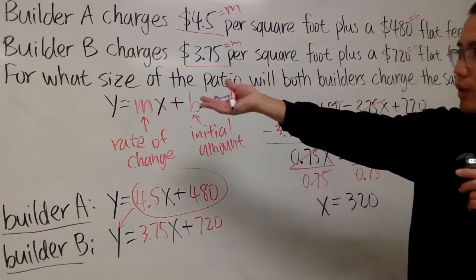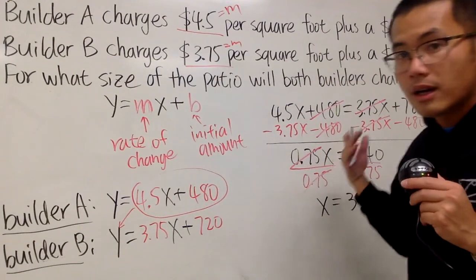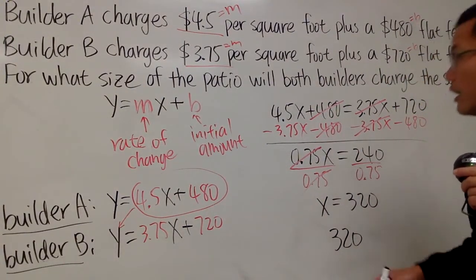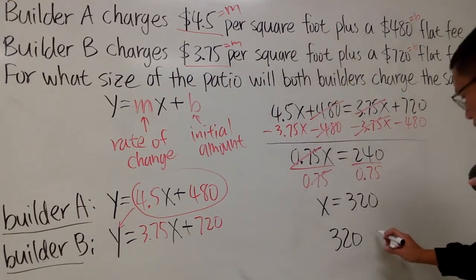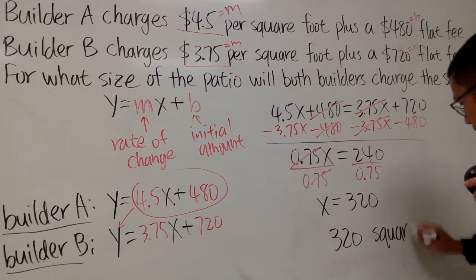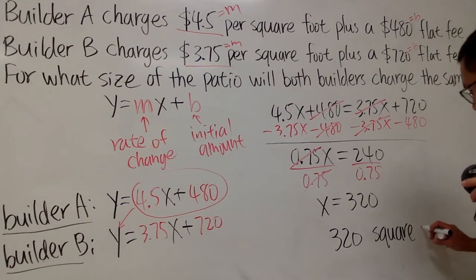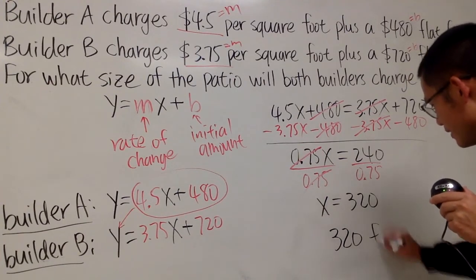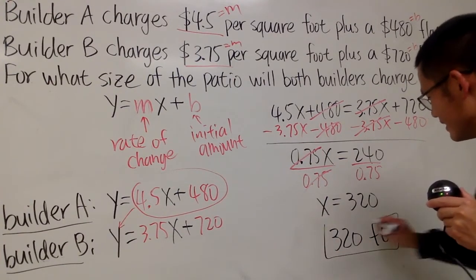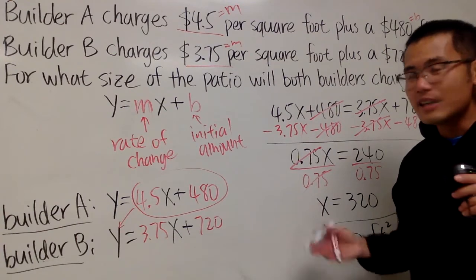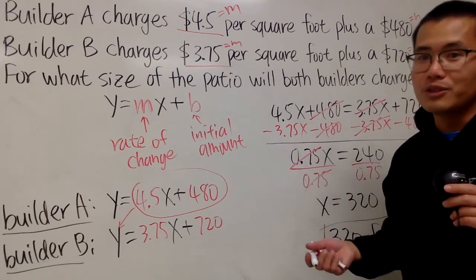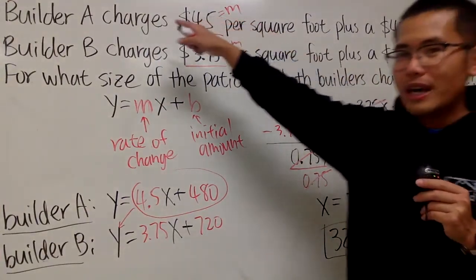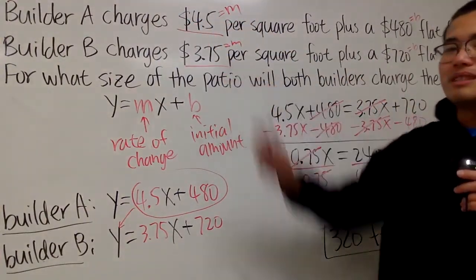So when the question is asking for what size the builders will charge the same, well, it's going to be 320. I'll just write down 320, and we're talking about square feet. So I'll just put it like this, ft with a square, like this, right? So this is the size of the patio where both of them will charge the same. And if the size is smaller than this, you should go for Builder A. If it's bigger than this, you should go for Builder B. That's it.